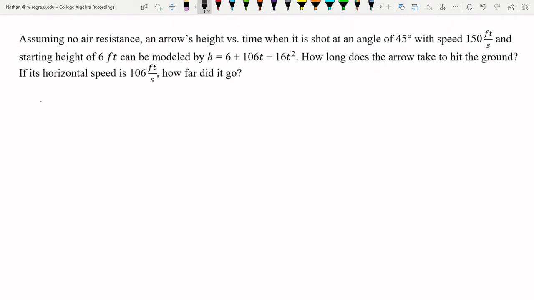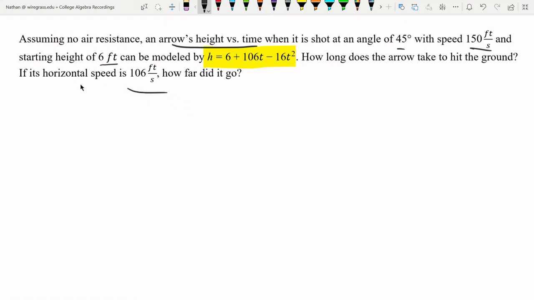All right, next we're going to look at an arrow's height versus time that's being shot with an angle of 45 degrees at a speed of 150 feet per second and a starting height of 6 feet. This can be modeled with this equation, so we don't actually have to make the equation. It's just given to us. And the question is, how long does the arrow take to hit the ground? And if its horizontal speed is 106 feet per second, how far did it go?